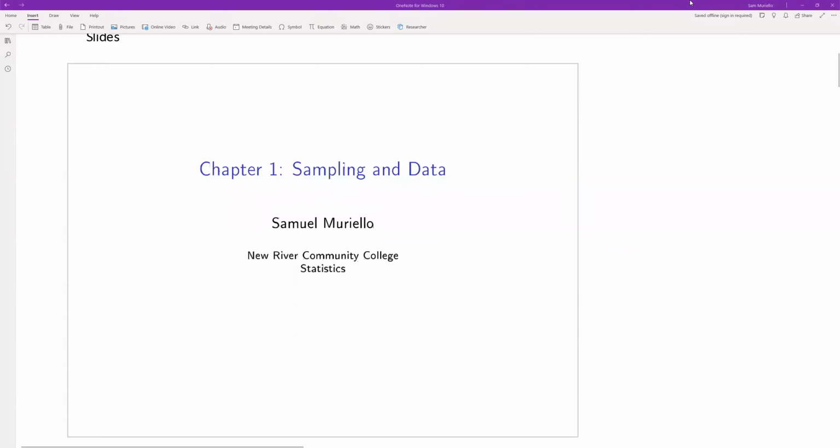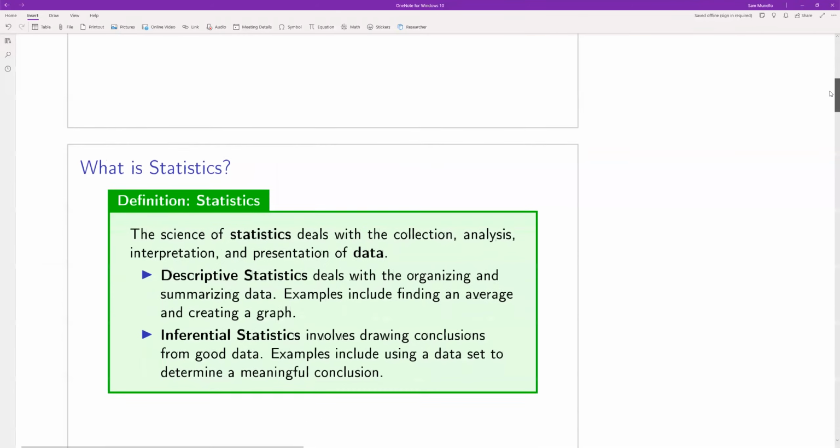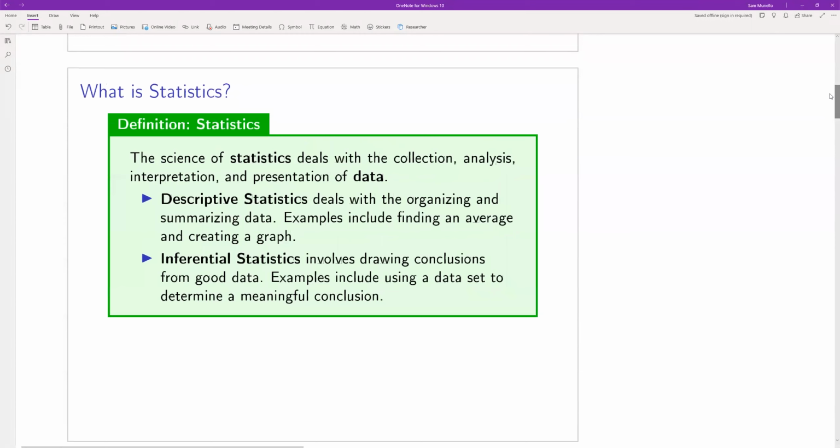Okay, this is chapter 1, sampling and data. Now we want to start, when we're doing a statistics class, by figuring out what statistics is. Statistics is the science of data, in particular, the collection or gathering, analysis, interpretation, and presentation of data.